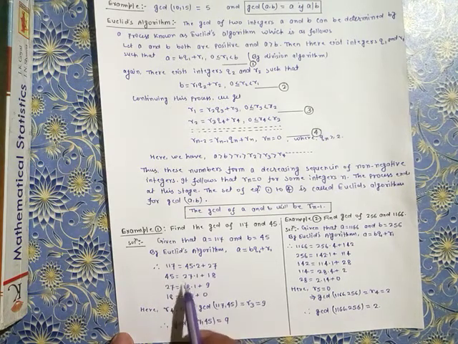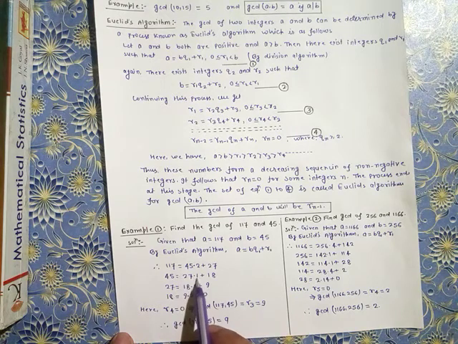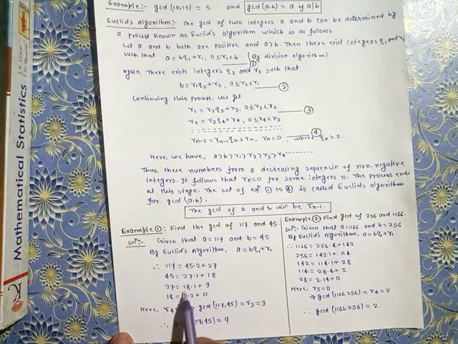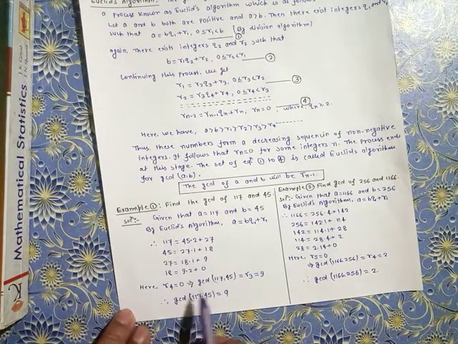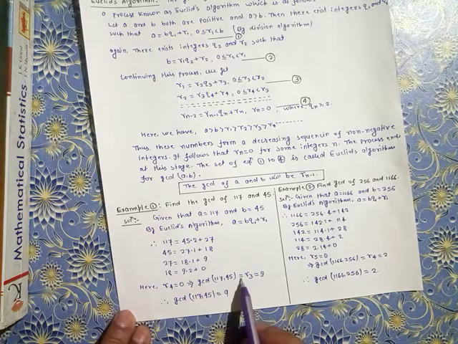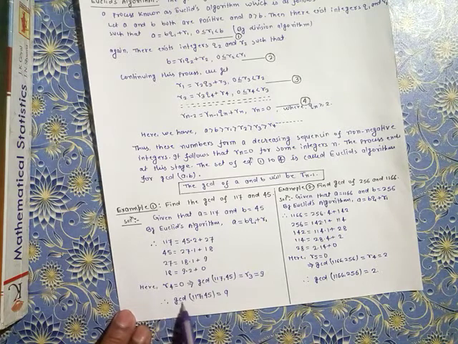45 equals 27 into 1 plus 18. 27 equals 18 into 1 plus 9. 18 equals 9 into 2 plus 0. Here r4 equals 0, that implies GCD of 117 and 45 equals r3, that is equal to 9. Therefore GCD of 117 and 45 equals 9.